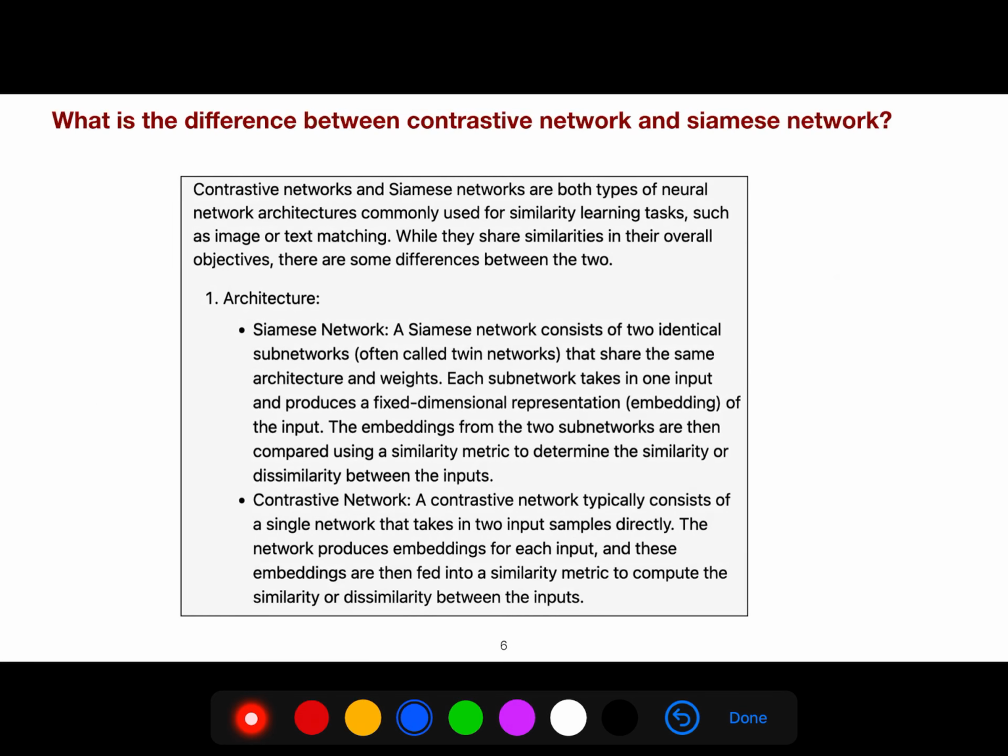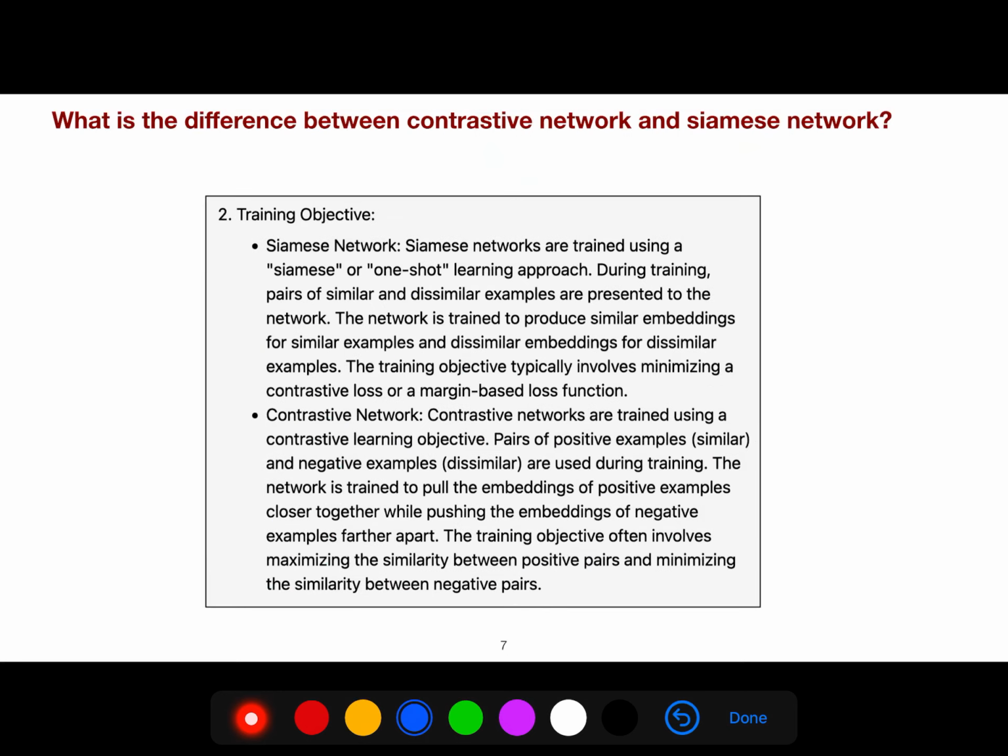And so I asked ChatGPT about the difference between contrastive network and siamese network. And it said that a siamese network consists of two identical subnetworks that share the same architecture and weights. But a contrastive network typically consists of a single network that takes two input samples directly. I mean, we do augmentation, both in computer vision and natural language processing. And the network produces an embedding for each input.